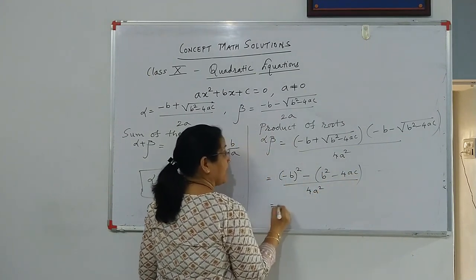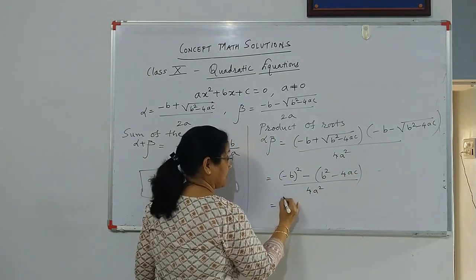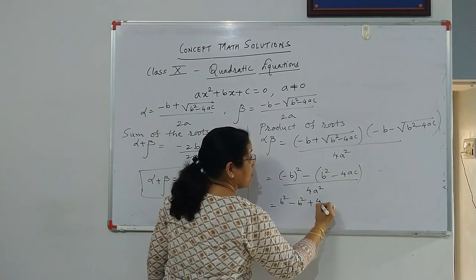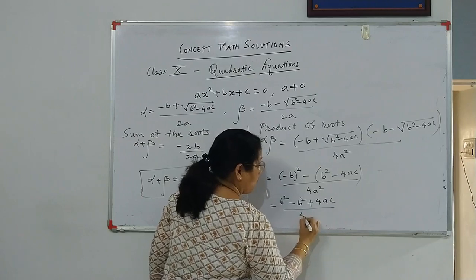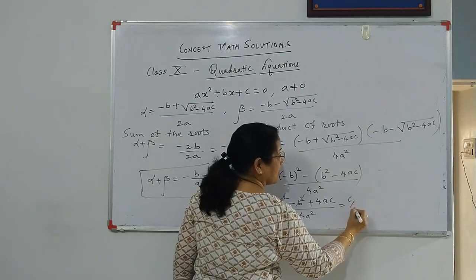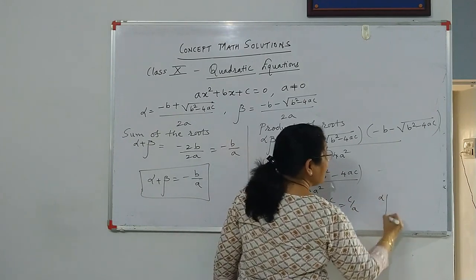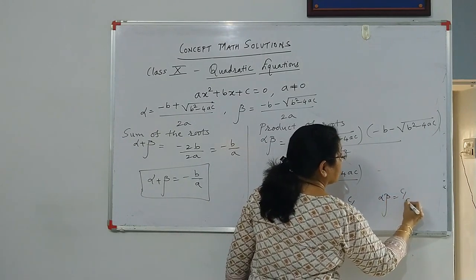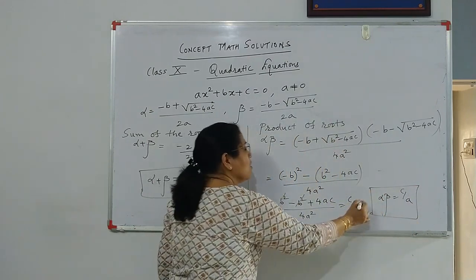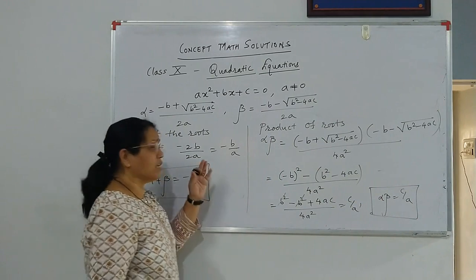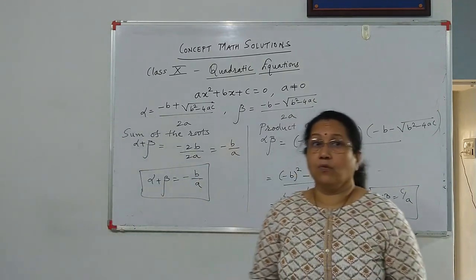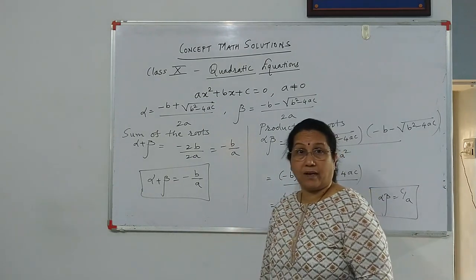Now if I square this, minus b square would be plus b square, minus b square, this minus and minus plus 4ac upon 4a square. So now 4a cancels, this gives you c by a. That is the second relationship which we have got: alpha into beta is c by a. You have a lot of questions based on nature of roots of quadratic equations, and of course sum of the roots and product of the roots of a quadratic equation.